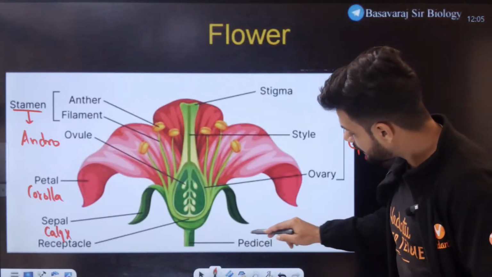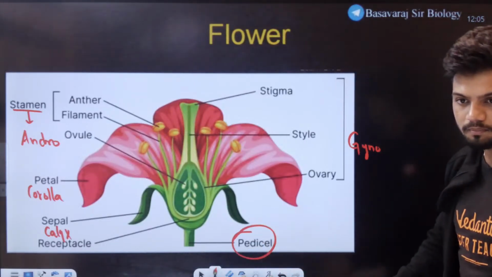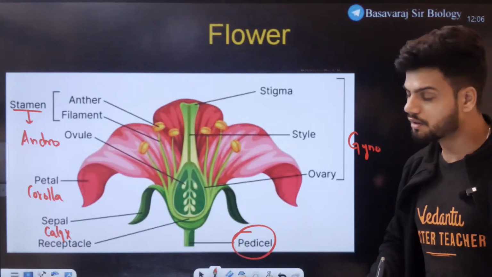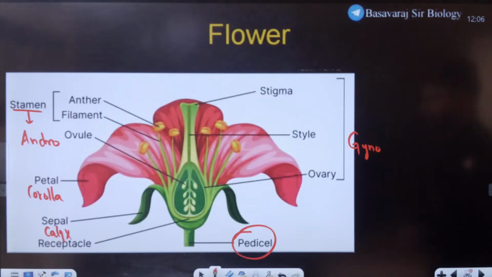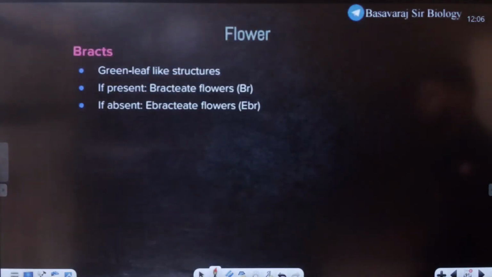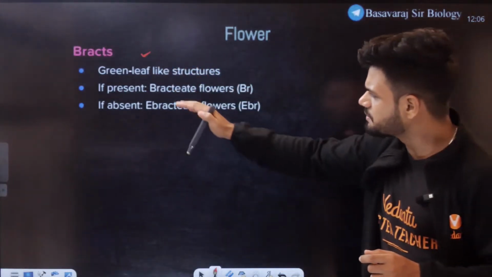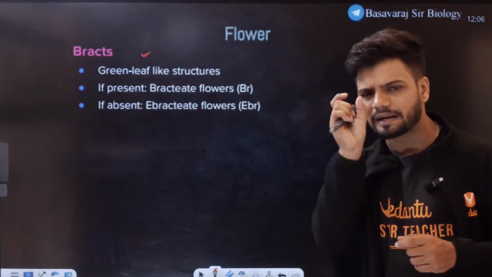Now here we have a pedicel. Pedicel is the stalk of an entire flower. In this entire flower, at the bottom of the flower there can be something called a bract. Okay, what is bract? It is mostly a green color leaf-like structure you might have seen.